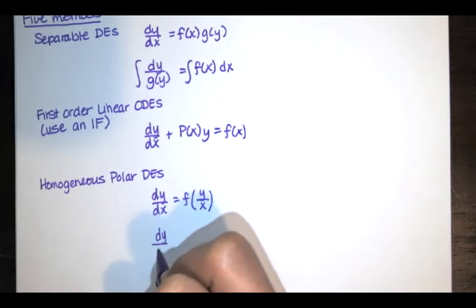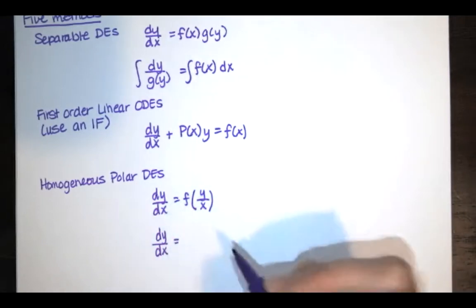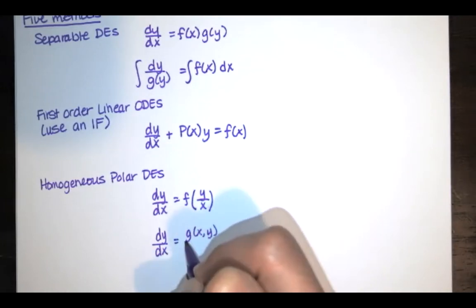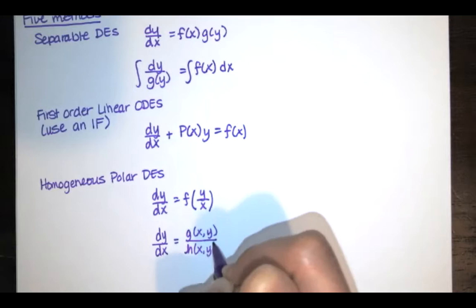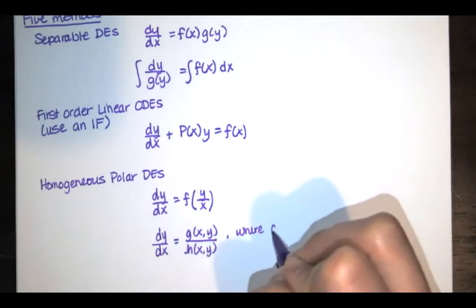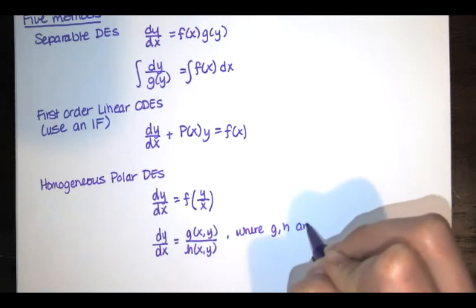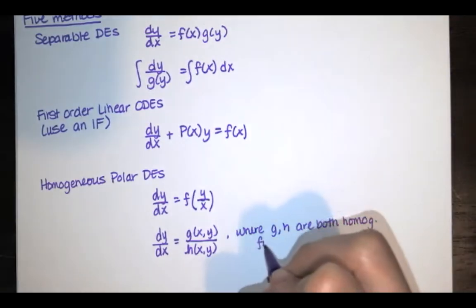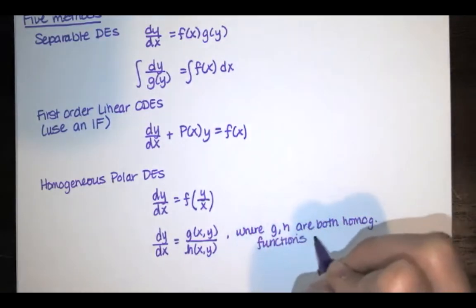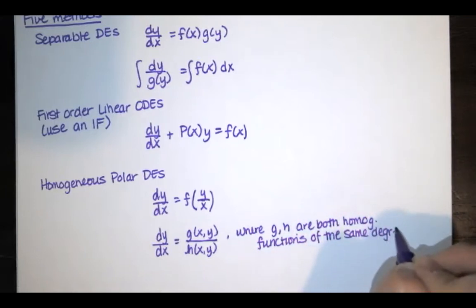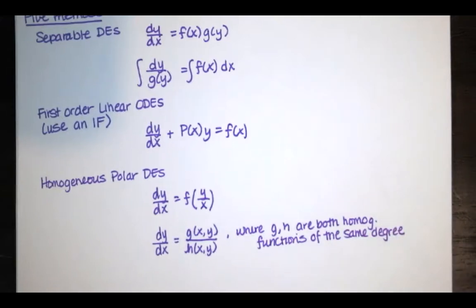Another way that you could write a homogeneous polar equation is like this. dy dx equals some function of x and y over some other function of x and y. If the differential equation can be written like this, where the function in the numerator and the function in the denominator are both homogeneous functions of the same degree, in that case, the differential equation is homogeneous polar.